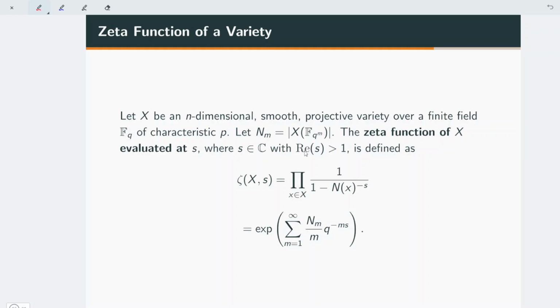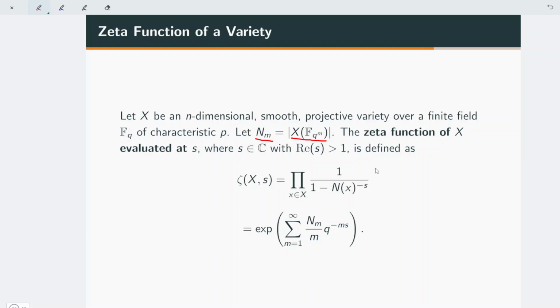Working over a finite field, something we can define is the number of points when we extend from F_q to some power of m, so a degree m extension of F_q. So we can extend and we can count the number of points since it's still a finite field, and that number is called N_m. So we can define the zeta function of X evaluated at s, where s is a complex number with real part of s bigger than 1, like in that naive definition of the Riemann zeta function.